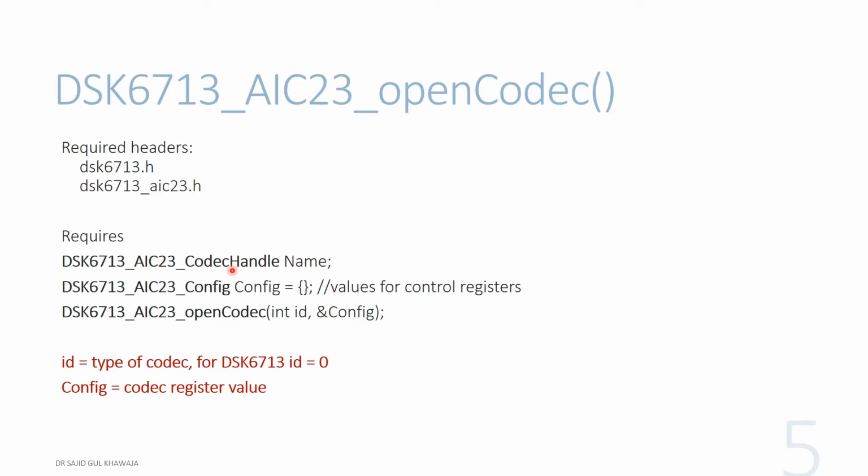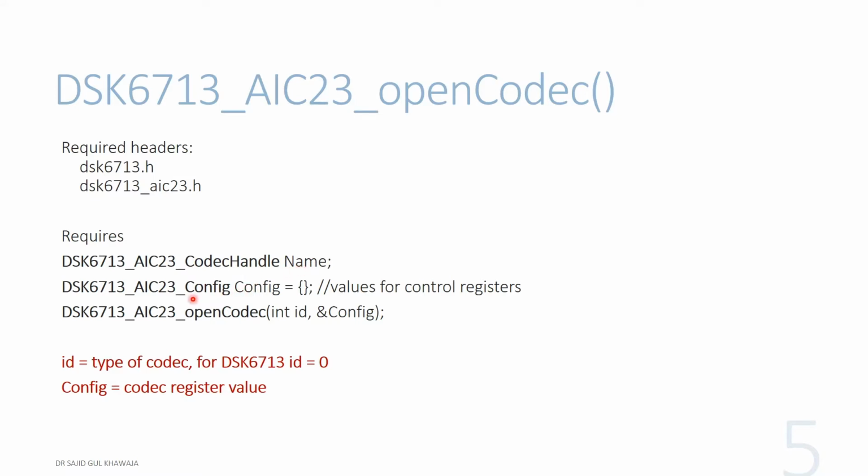AIC23 underscore codec handle. This will be defining a codec handler through which we will be operating upon the AIC23. Meaning all the subsequent commands of AIC23 will not be handling the codec directly, rather they will be handling the codec through this codec handle and the name provided here.